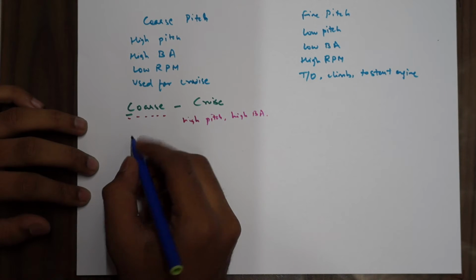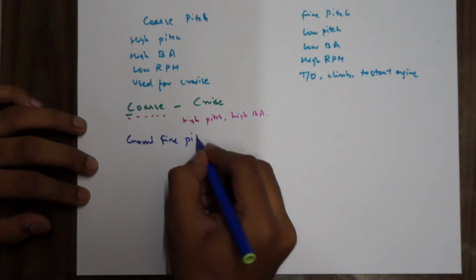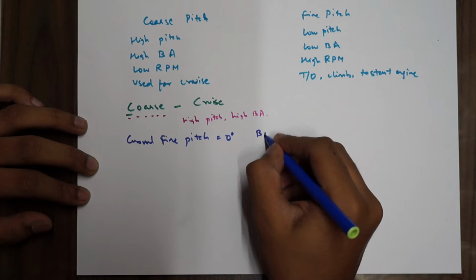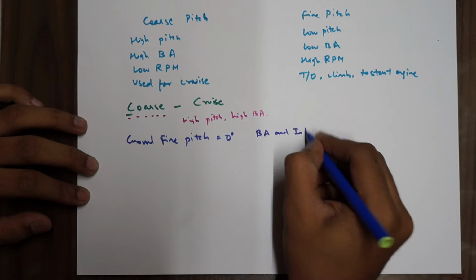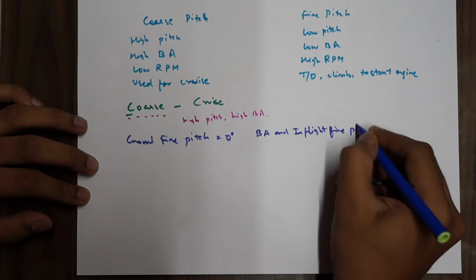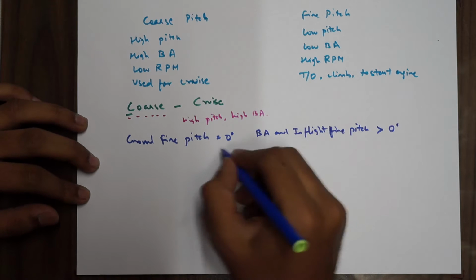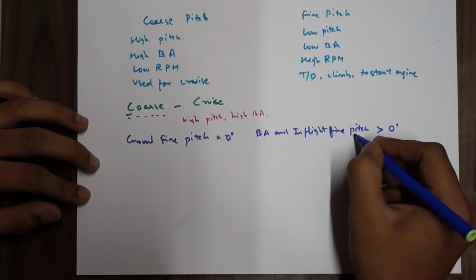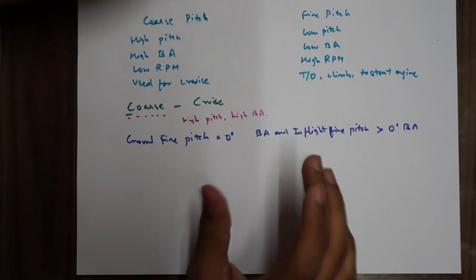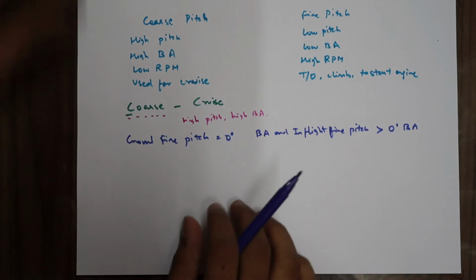Now there's something about ground fine pitch. When you're on the ground, fine pitch is 0 degree blade angle, and in-flight fine pitch is greater than 0 degree blade angle.